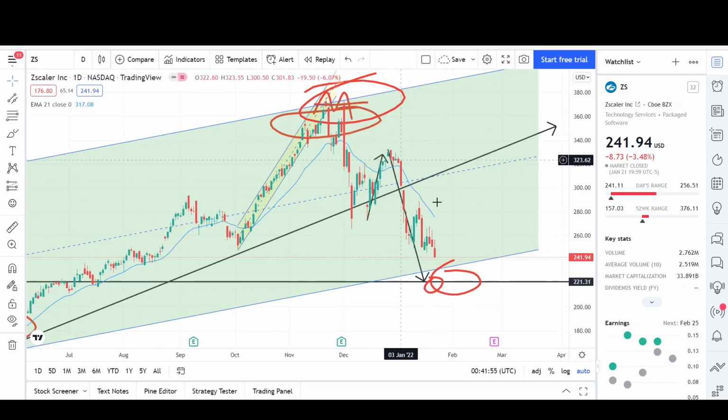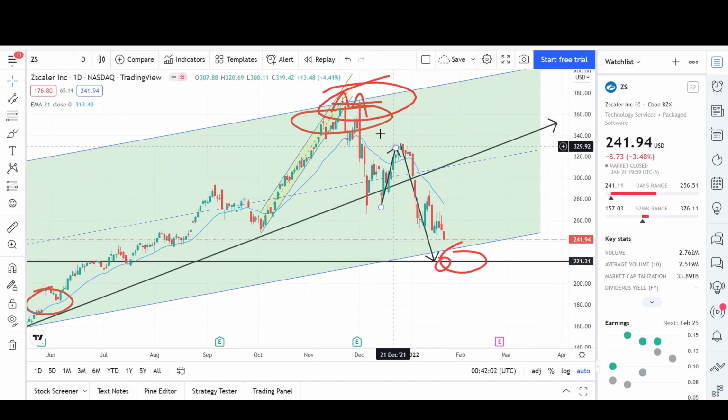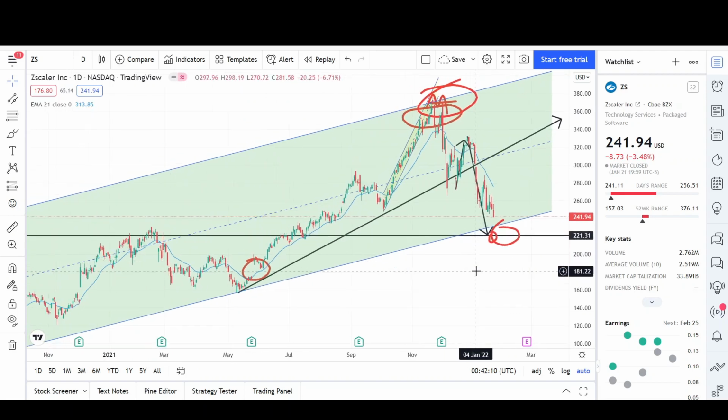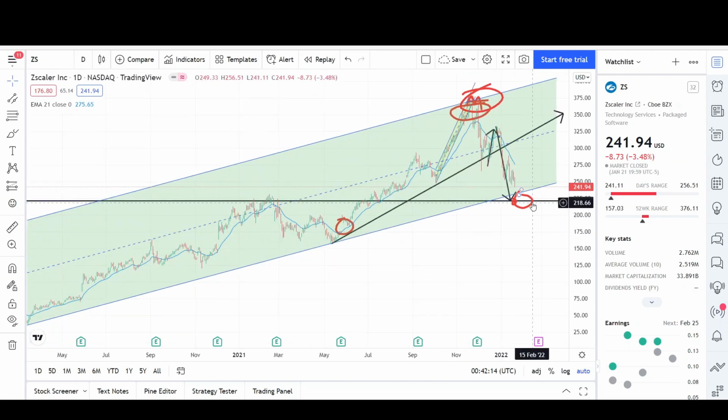but I'm just letting you know that if we are in this channel, then we're probably going to reach that 175 level. But if we're not, and this is just a two-legged correction back down, then we are pretty close to the bottom or the support level, which is right at the 221 level, and that could be sending prices back up. So we'll have to wait to see what reaction it does at this 221 level.